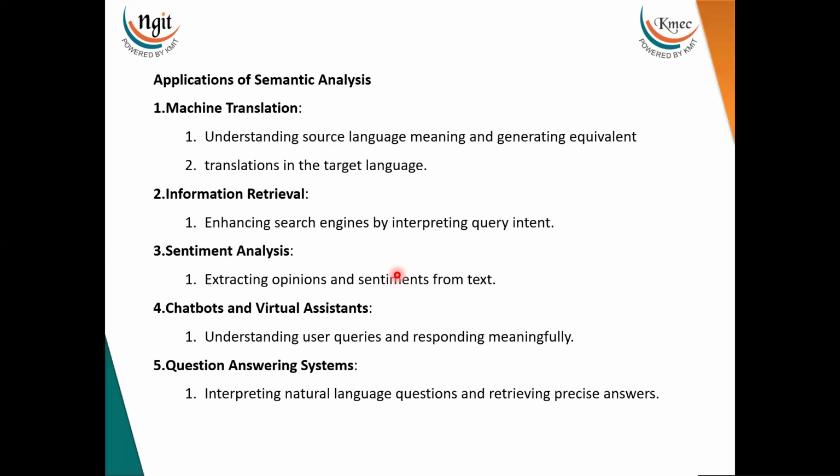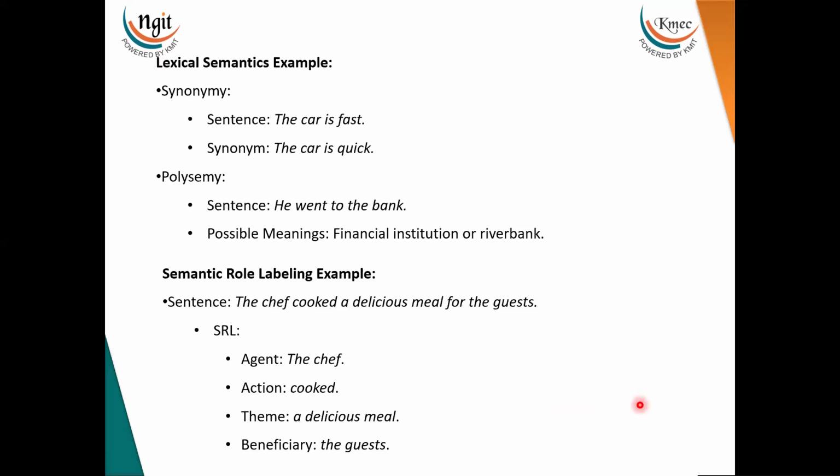in their products. Chatbots and virtual assistants is the next, understanding user queries and responding meaningfully. Then is question answering system, interpreting natural language questions and retrieving precise answers. These are all the applications of semantic analysis. Then lexical semantics example we see.